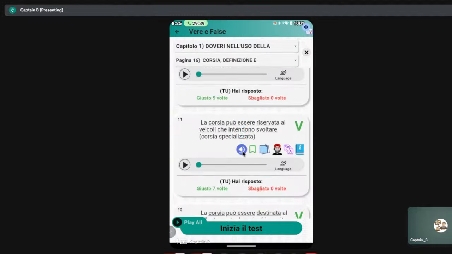La corsia può essere riservata ai veicoli che intendono svoltare. Corsia specializzata. Now listen. Corsia, the lane, can be reserved for vehicles that intend to do what? Svolta. Corsia specializzata is like this. Let me show you something. There are some roads. Oh, my barrier is not here.